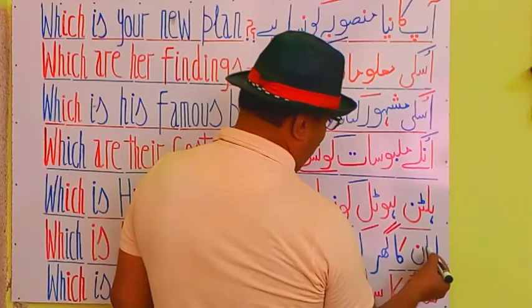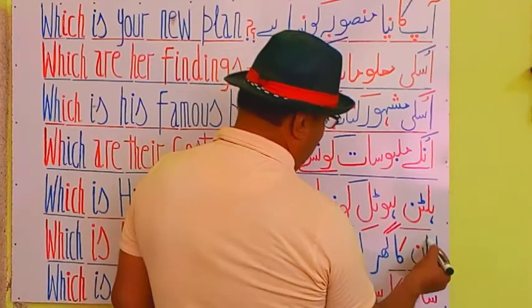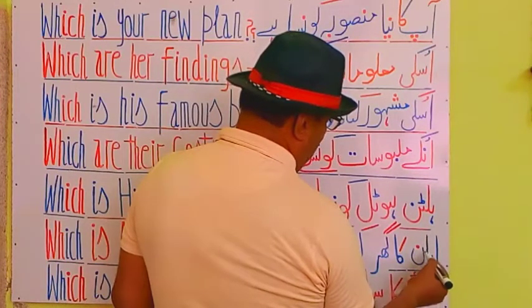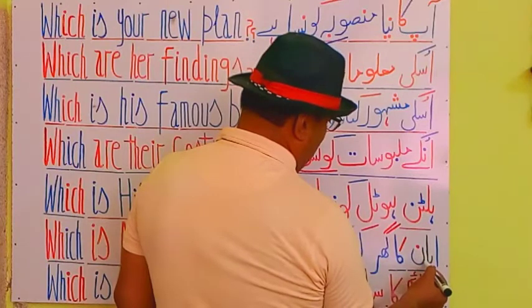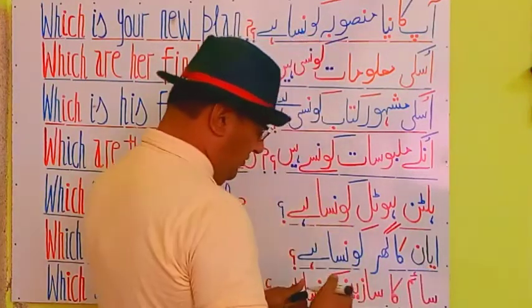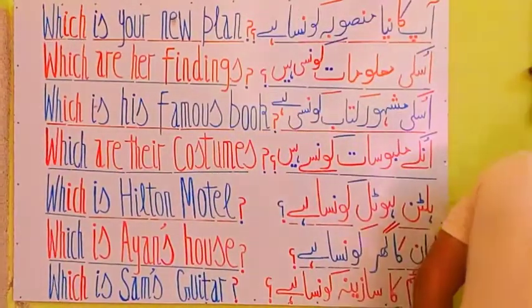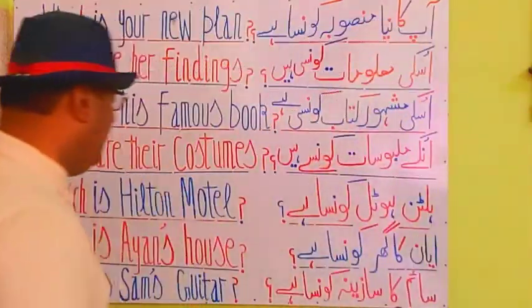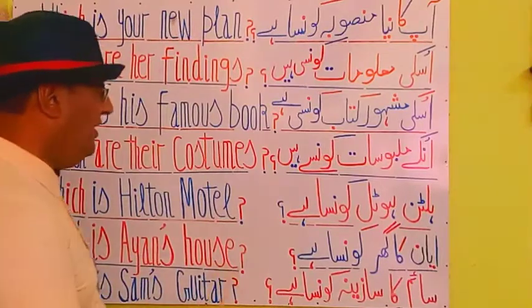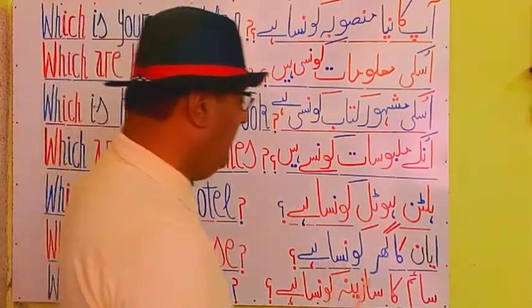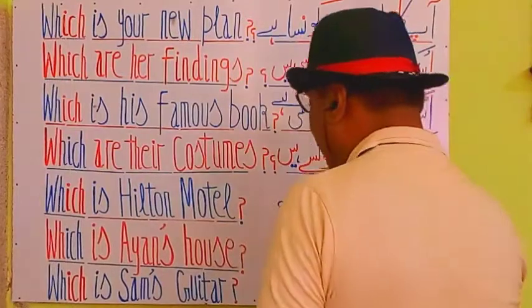David का घर कौन सा है? Which is Mark's house? Mark का घर कौन सा है? Which is Ayan's house? अयान का घर कौन सा है? Which is Ayan's house. अयान का घर कौन सा है? आइए नेक्स्ट फ्रेज देखते हैं.